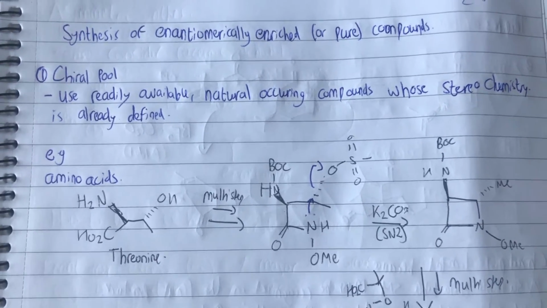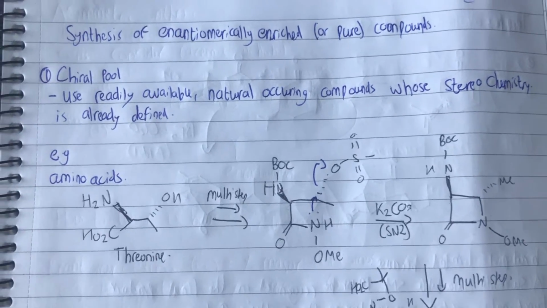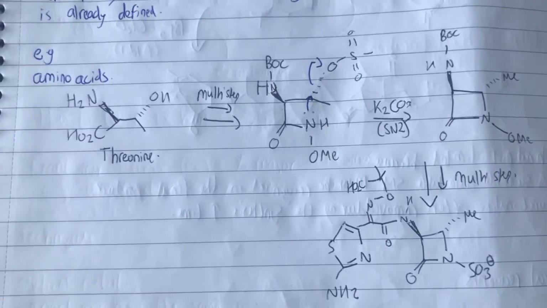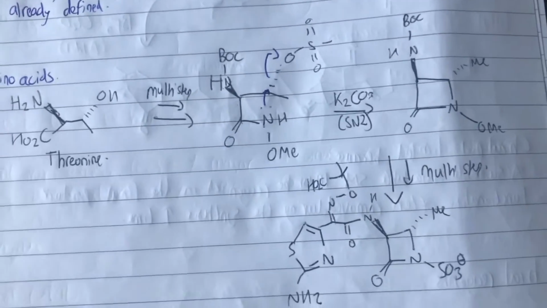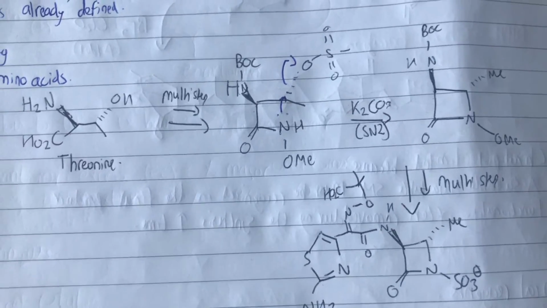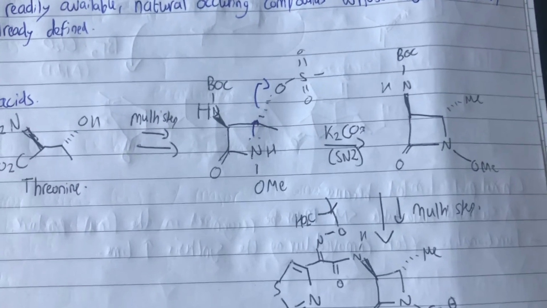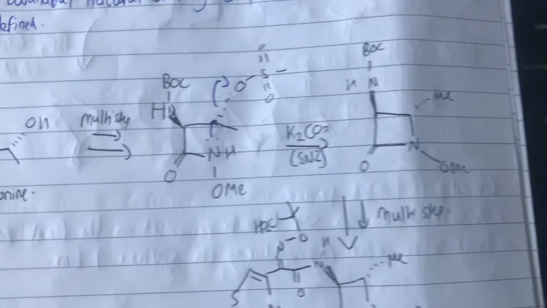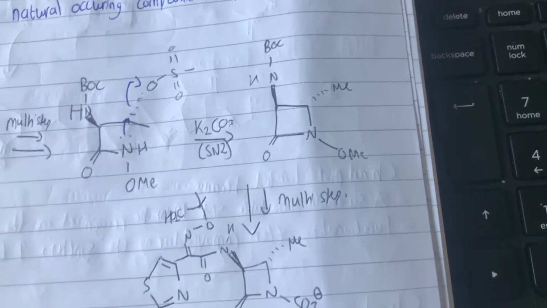So, chiral pool synthesis, what is it? We'll use readily available naturally occurring compounds whose stereochemistry is already defined, so we already know their stereochemistry effectively. For example, we can use amino acids. So there's a threonine there. Multi-step reaction, we can form pretty much a peptide bond in a circular format, in a cyclic format. Just need to remember that we form the cyclic bond there, sort of like an SN2 reaction, as shown in the previous step.